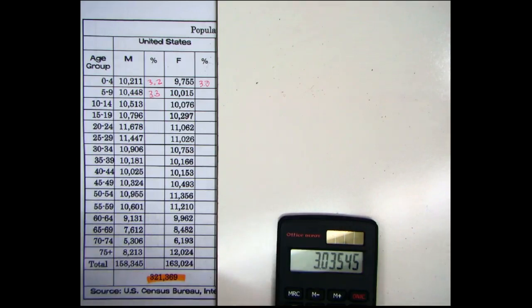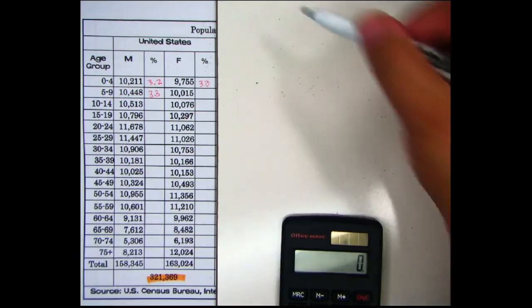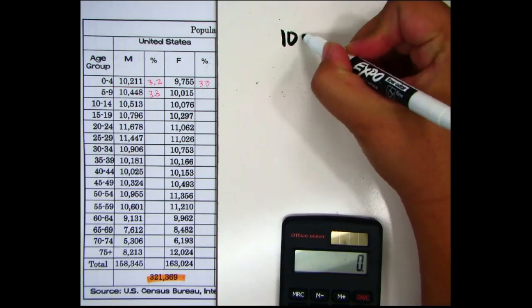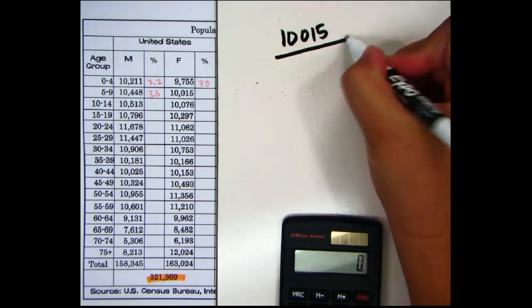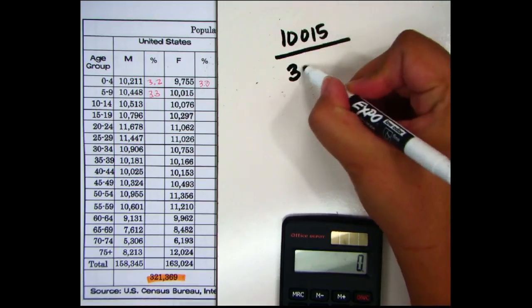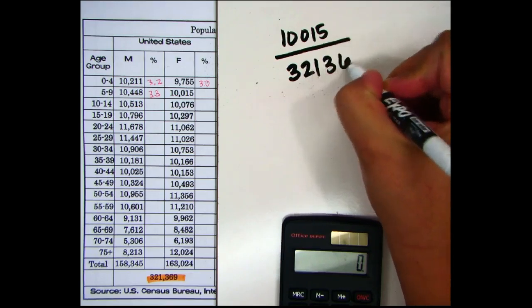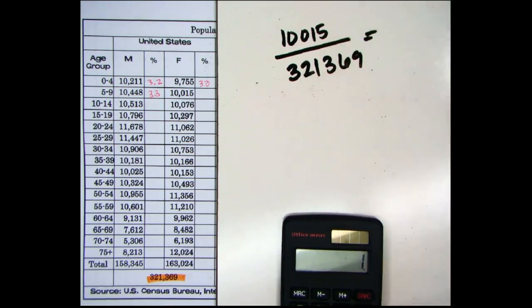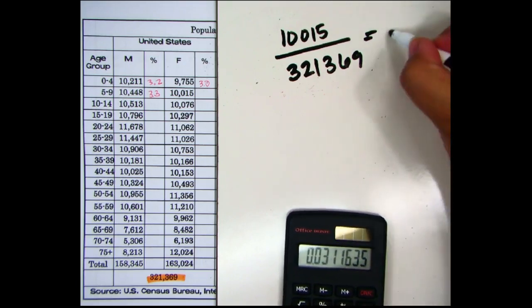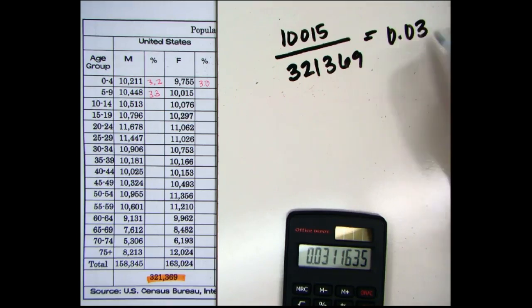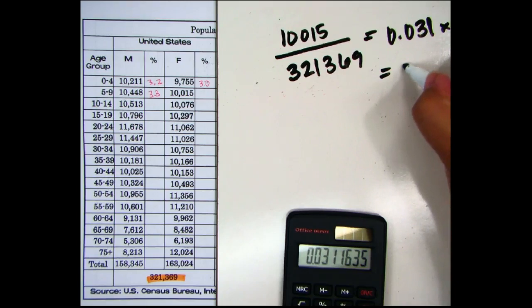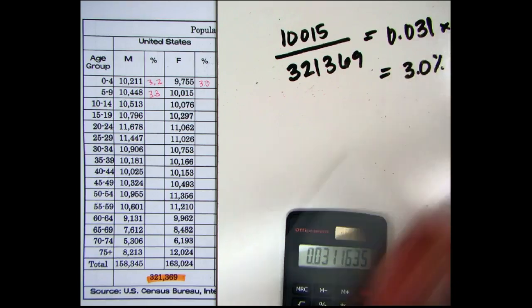And then let's do the last one, which is 10,015. Divide again by the total population down here, which is 321,369. And again, put that into your calculator. Smaller number on the top, divided by the bigger number, which is on the bottom. And I get 0.031, but that 1 is going to be too small to round up. So again, that's going to be 3.0%.